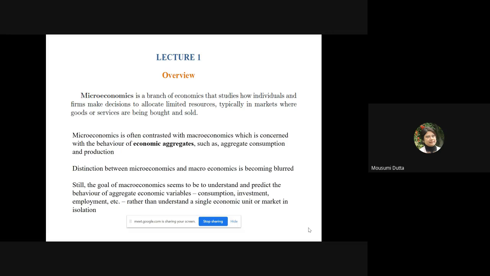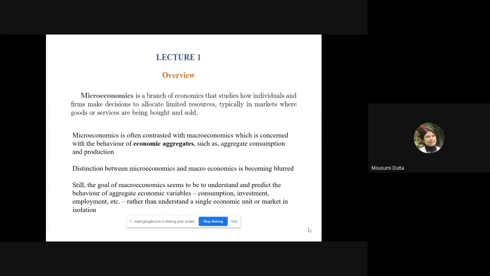In the first lecture, I'd like to give an overview of the subject, and how we will progress through different semesters for this subject. So economics, we divide mainly into two parts, the microeconomics and the macroeconomics.